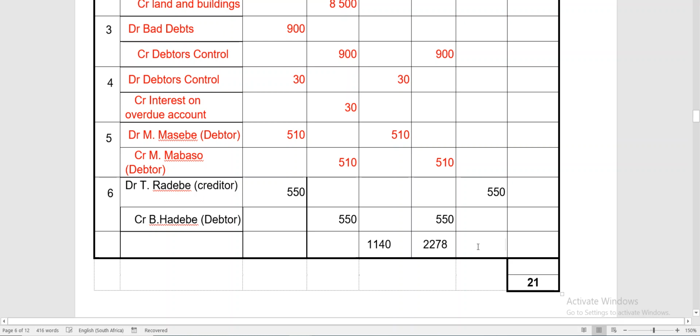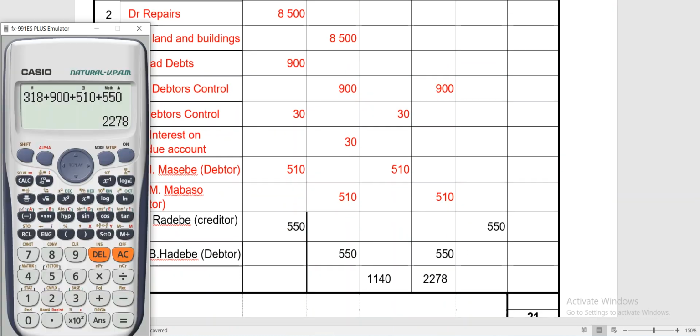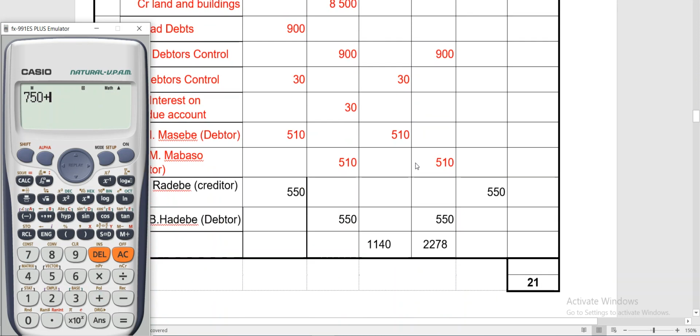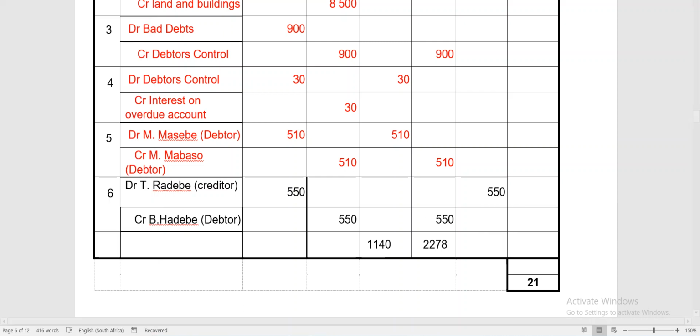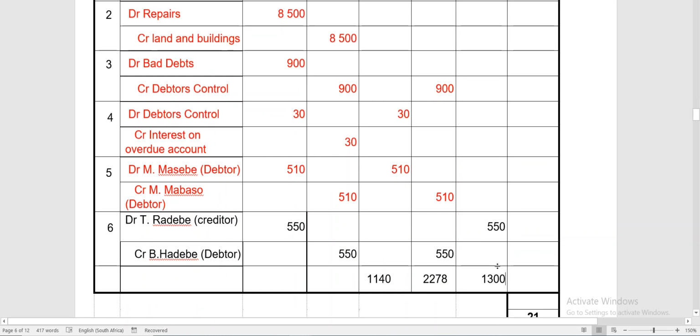And then from there we can get the total of the debit side of creditors control, and according to this it's 750 plus 550. The answer is 1300, so we'd write 1300 here. And then next here there's nothing, so we'd have still that 470, and that's how you complete a general journal.